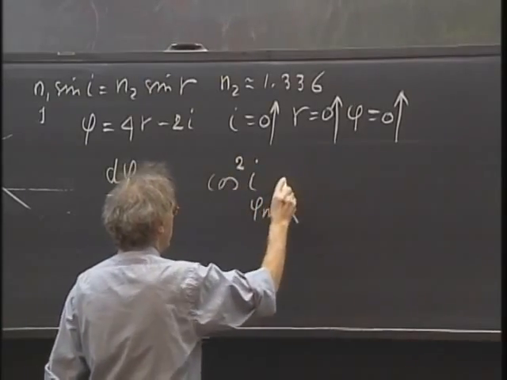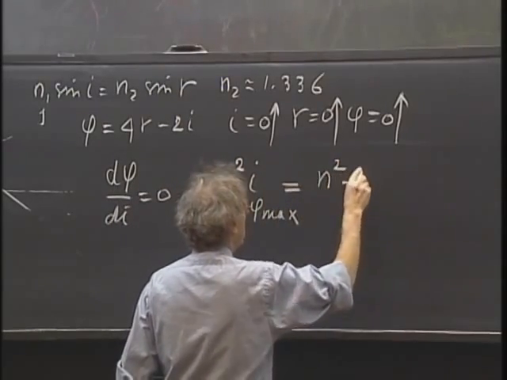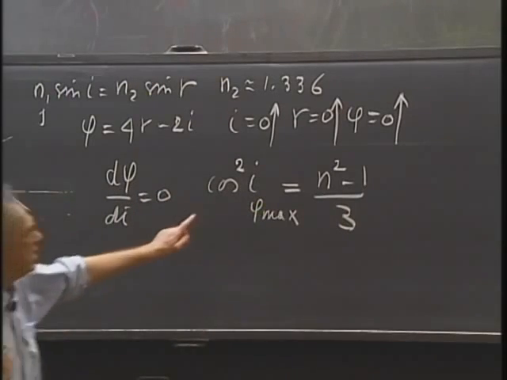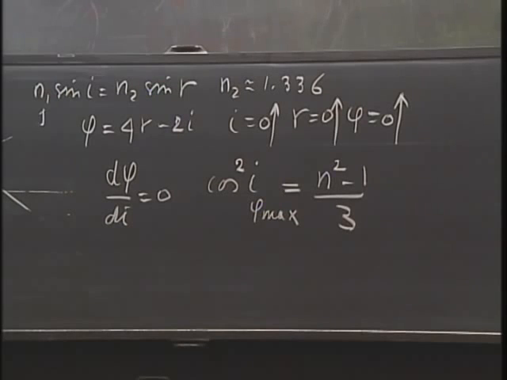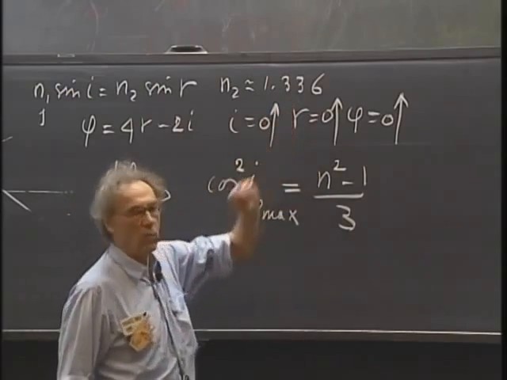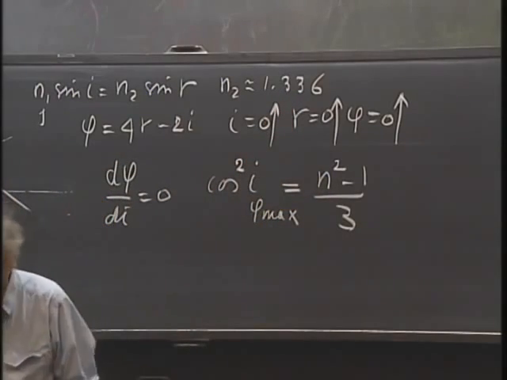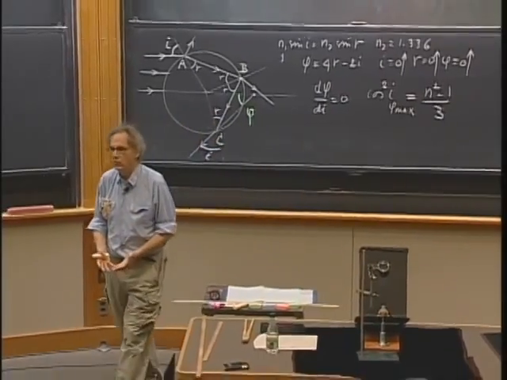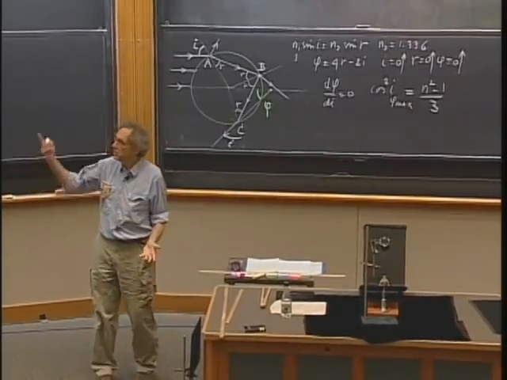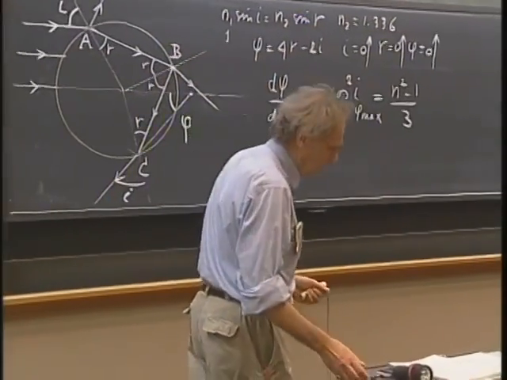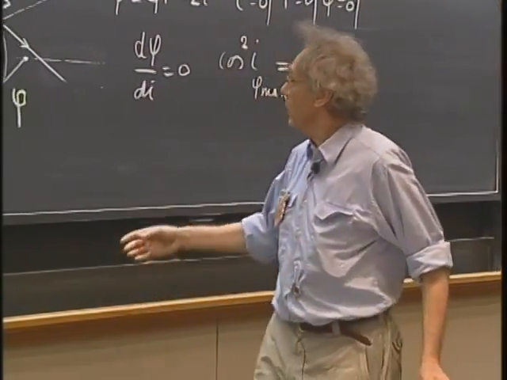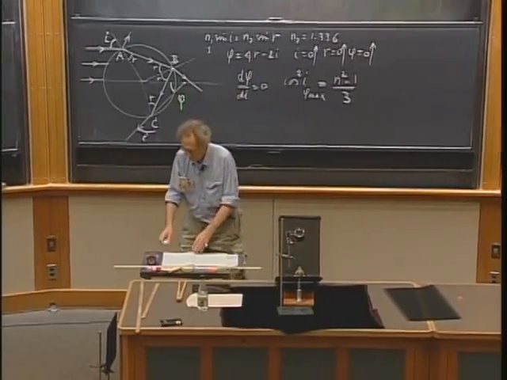The cosine squared of that angle is n squared minus 1 divided by 3. In other words, this gives you the angle of I for which phi is a maximum. And so you substitute in here the value for n. In this case, you take 1.336. And then you know what I is. Well, once you know what I is, you can calculate what R is with Snell's law. And then you know what phi maximum is, because you know that phi is, I wrote it on the blackboard here, 4R minus 2I.